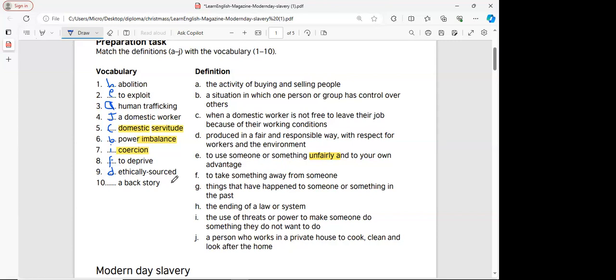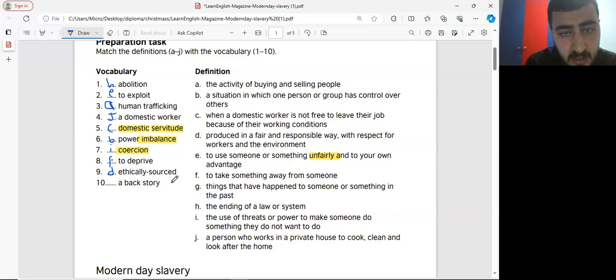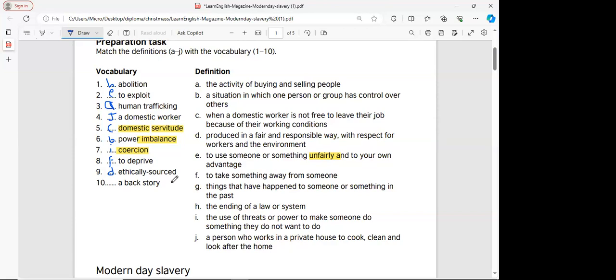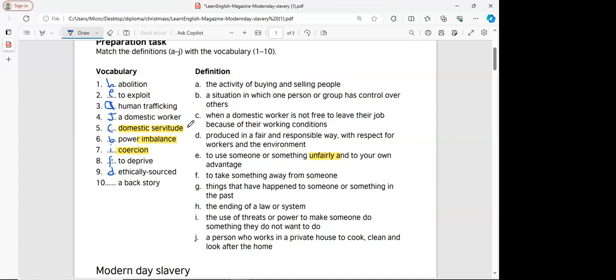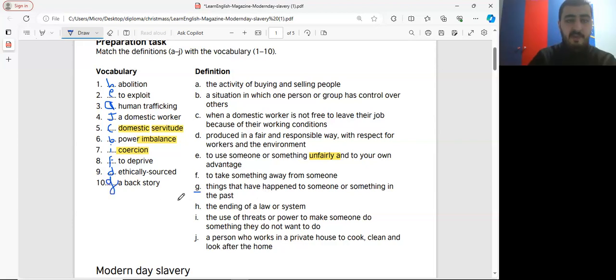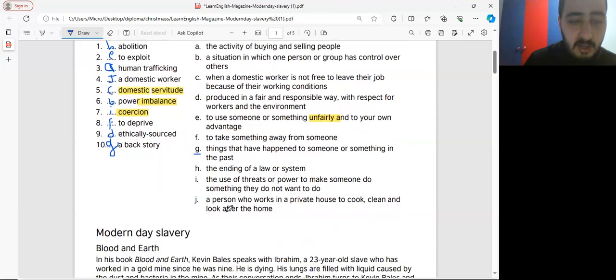Which one? There is only one left that I expect we haven't done. A. Yes. No, A, we said trafficking. Buying and selling. G. Things that have happened to someone or something in the past. In the past, yes. G. A short definition of story. Okay, good job.